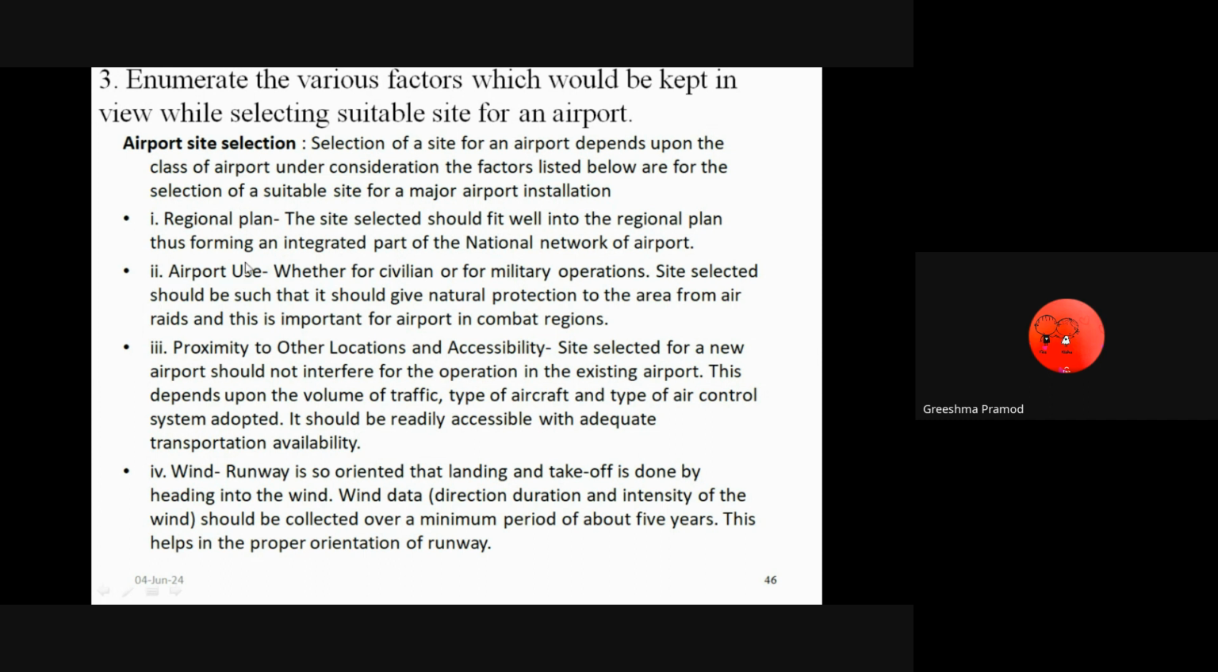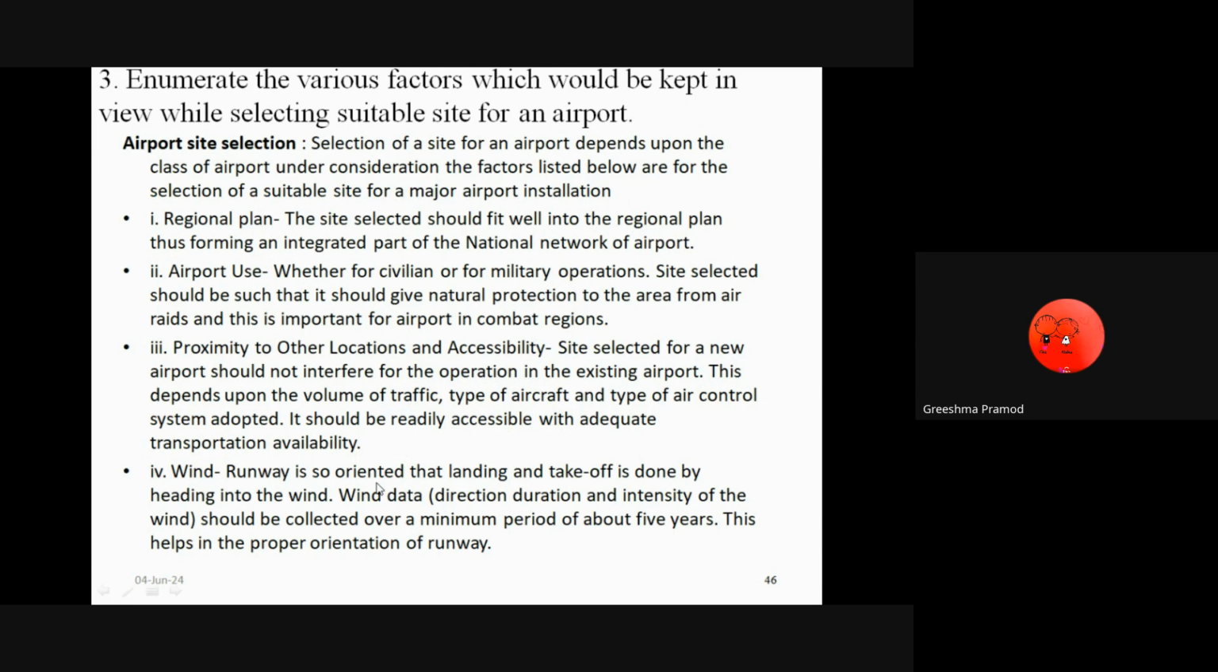Then airport use, whether for civilian or whether for civilian as well as for military operation. Site should be such that it gives natural protection to the area from air raids, and this is important for airports in combat regions. Proximity to other locations and accessibility. Site selected for a new airport should not interfere with the operation of an existing airport. It depends upon the volume of traffic, type of aircraft, type of air traffic, the air control system adopted. It should be readily accessible with adequate transportation and availability.